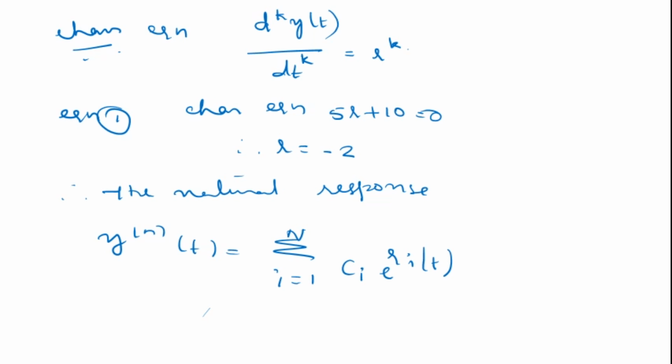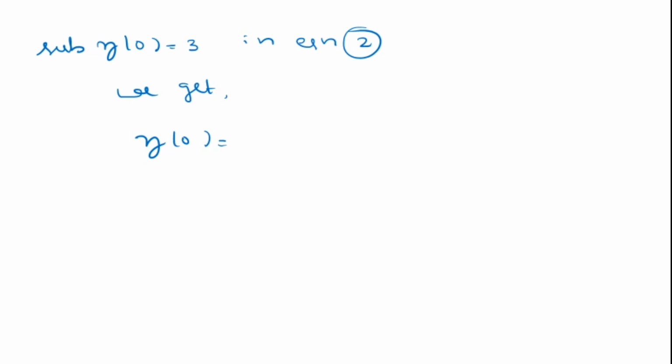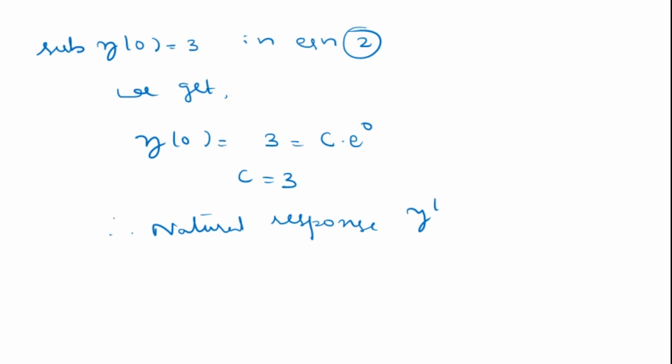Then the natural response becomes yn(t) is equal to c e^(-2t). Call it as equation number 2. Substituting y(0) is equal to 3 in equation number 2, we get y(0) is equal to 3, which is equal to c e^0, or c is equal to 3. Therefore, natural response yn(t) is equal to 3 e^(-2t) for t greater than or equal to 0.